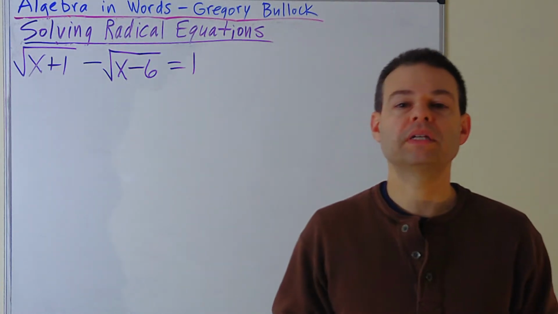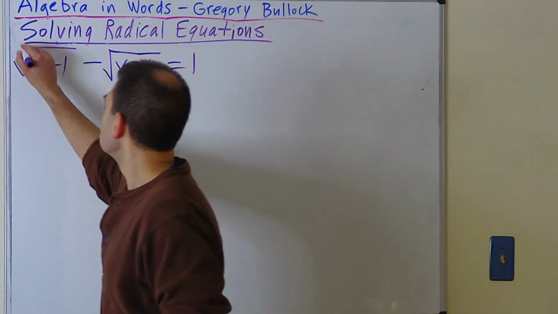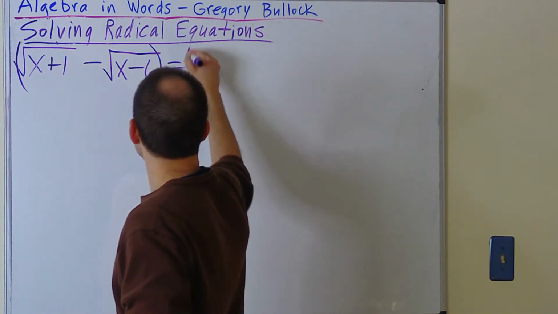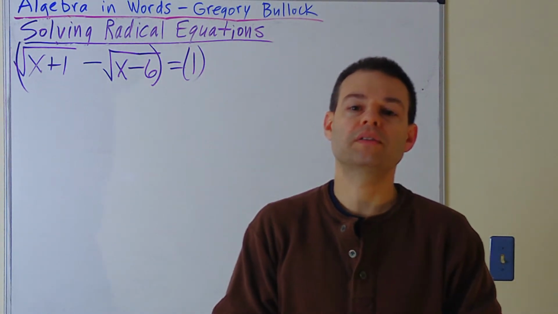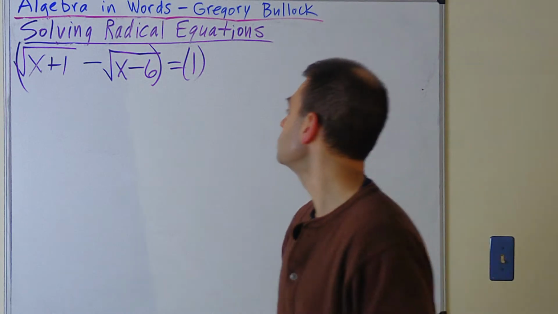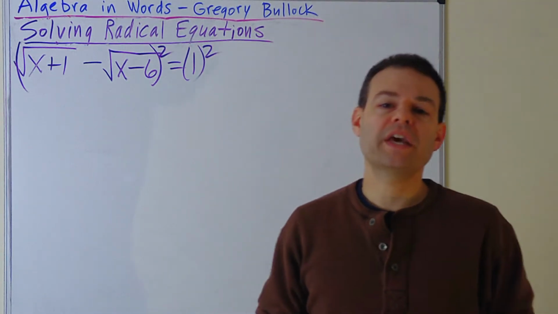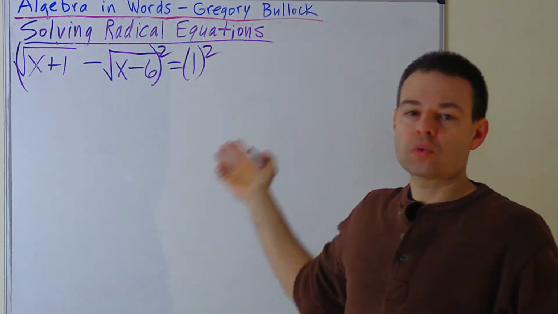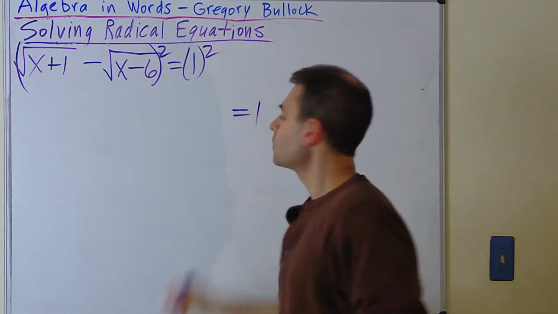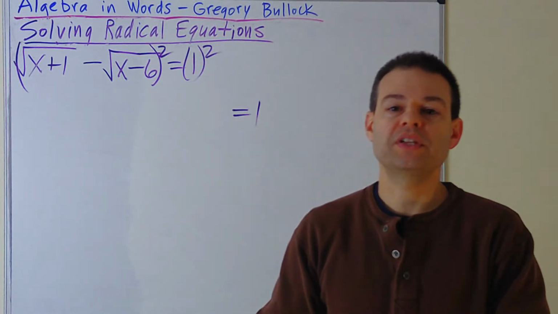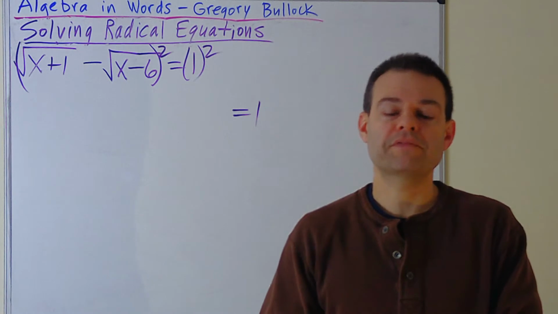Let's start by putting the left side, which has the 2 radicals, in parentheses. And since they're both square root, we're going to square both sides. Now, just to get it out of the way, 1 squared is 1. Let's just write that. And I left myself a little room in case we need it. But my main focus is going to be on the left side.